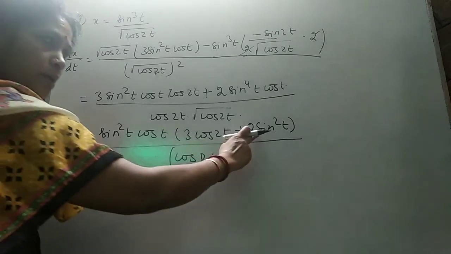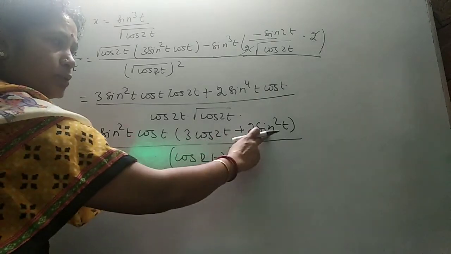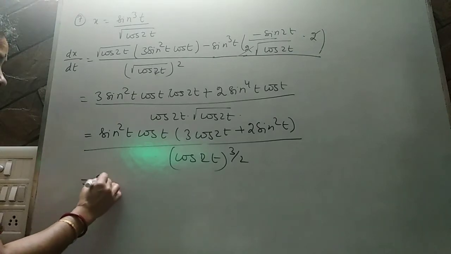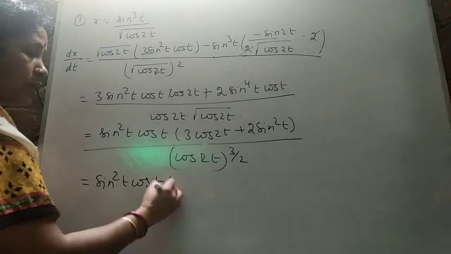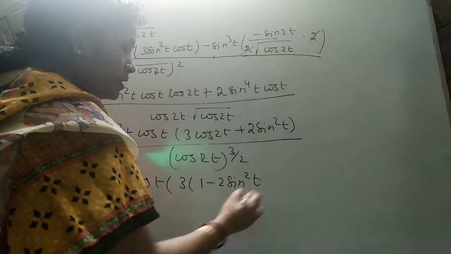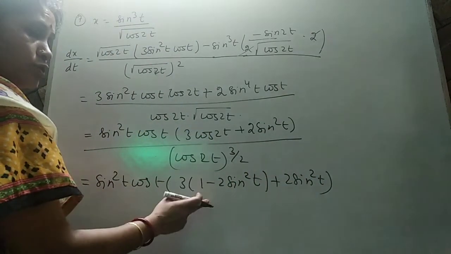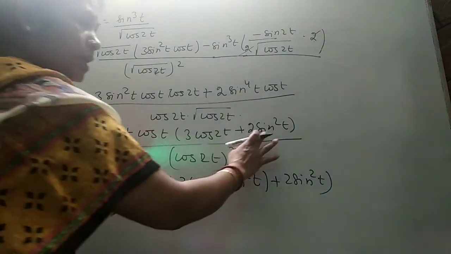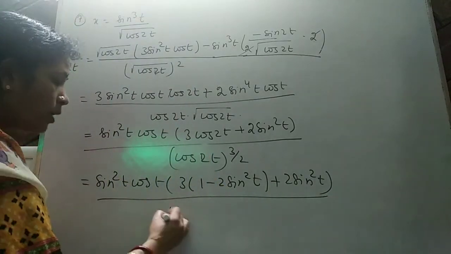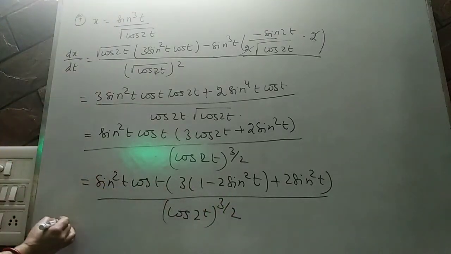Now listen, if the expression is in terms of sin square, you write the formula in terms of sin. If it is in terms of cos, you write in terms of cos formula. Now this can be written as sin square t into cos t, and cos 2t can be written as 1 minus 2 sin square t: 3 times (1 minus 2 sin square t) plus 2 sin square t, the whole upon cos 2t whole power 3/2. What I told you: here it is sin square, so write cos 2t in terms of sin square. In case it is cos square, then write cos 2t in terms of cos. Clear to you what I am saying?